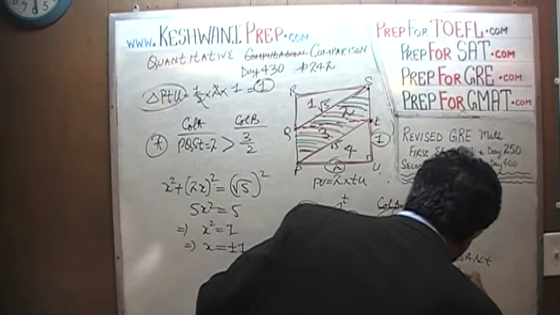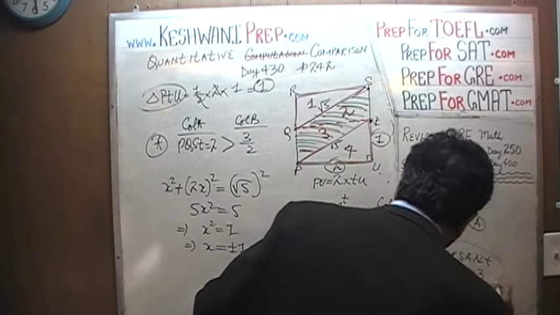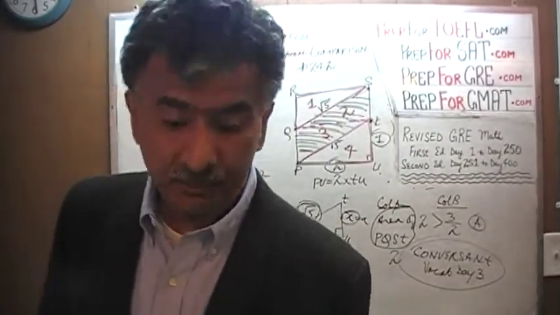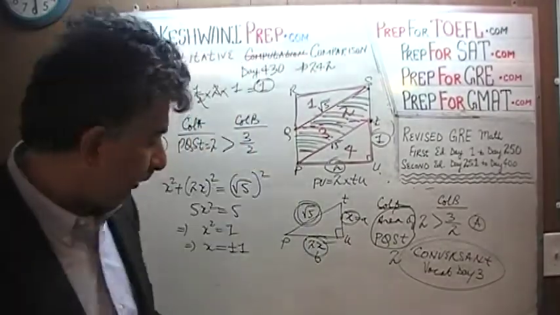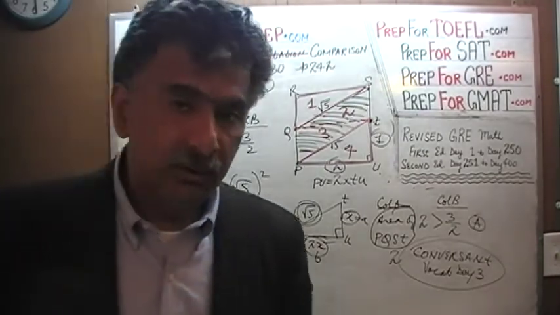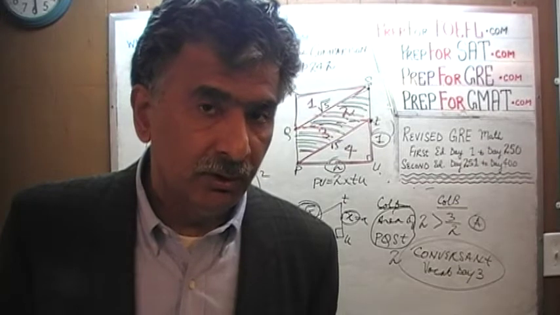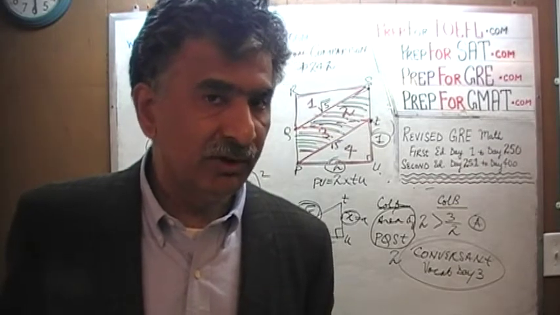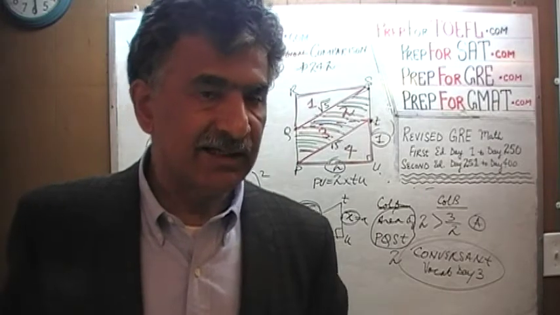Vocabulary, D3. If you're interested in improving your vocabulary, just type in GRE vocabulary words, D3, and watch that video, and there you will see that we learned the word conversant, which just means to be skilled at something. To be conversant at something means to be very good at something, to be very skilled at something.